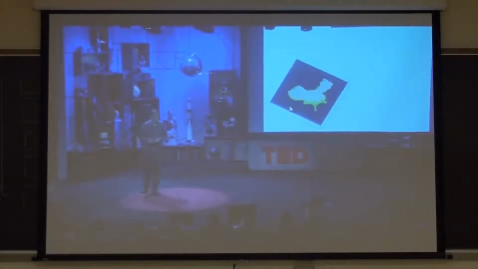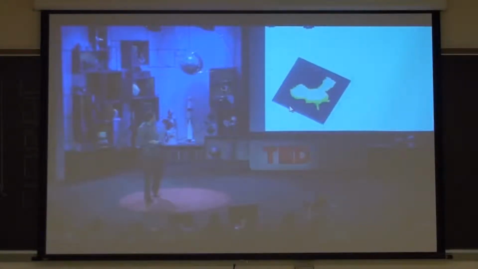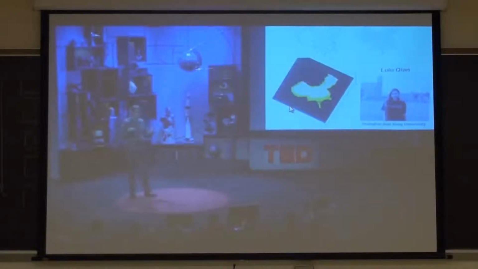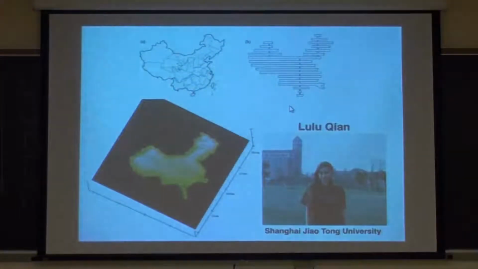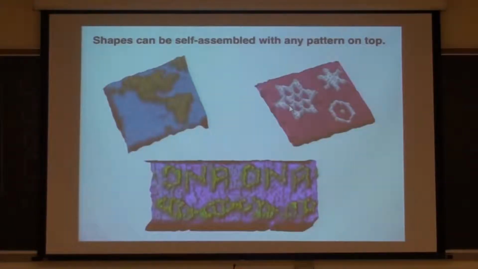What is it? It's China, right? So what happened is a graduate student in China, Lulu Xian, did a great job. She wrote all her own software to design and build this DNA origami, a beautiful rendition of China, which even has Taiwan, and you can see that it's sort of on the world's shortest leash, right? So this works really well. And you can make patterns as well as shapes, okay? And you can make a map of the Americas and spell DNA with DNA.